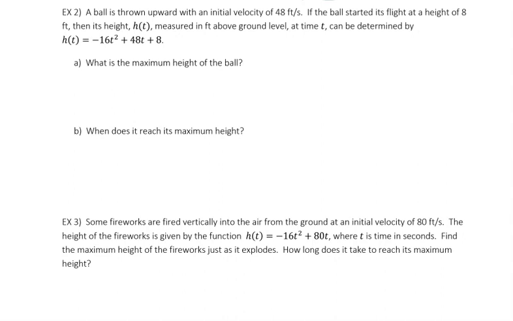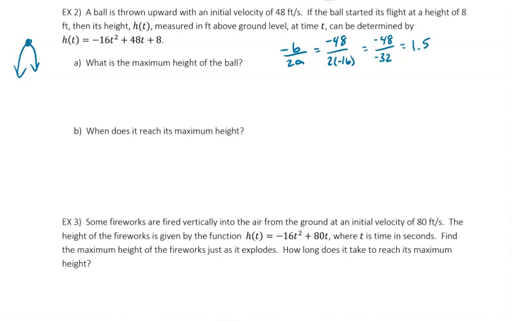Again, it's talking about maximum. In this case, we have a negative right here, which means our parabola would be opening down. So the maximum point, again, is that vertex. So we're just finding the vertex. So let's start off with negative b over 2a. So it's going to be negative 48 over 2 times negative 16, which is going to be negative 48 over negative 32. And that's going to be 1.5.